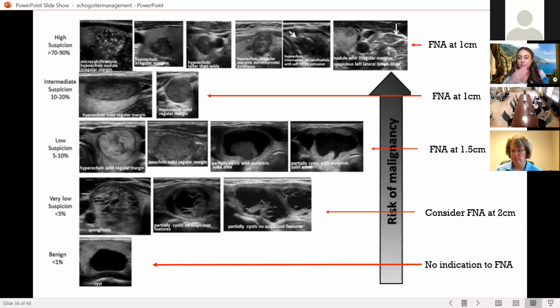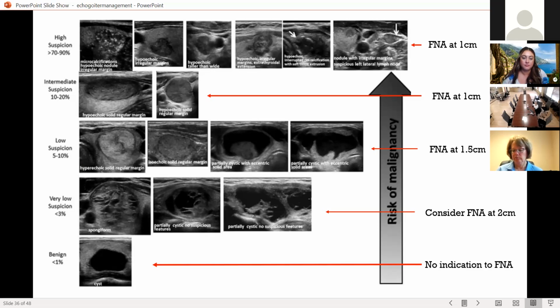Now, consider means you don't have to. It means you could follow up with another ultrasound in 6 to 12 months to make sure it's stable and just keep an eye on it. The chance of it having a cancer is less than 3%. So if you do want to biopsy it, don't even bother until it's at least 2 centimeters because it's so unlikely to have a cancer in it.